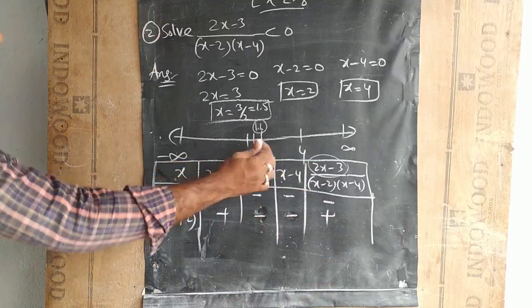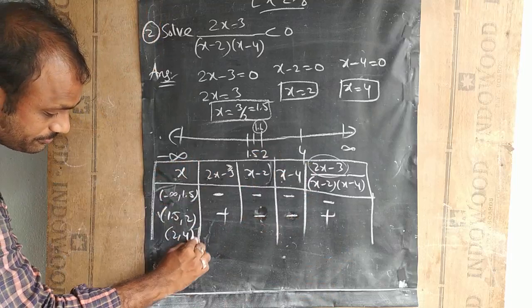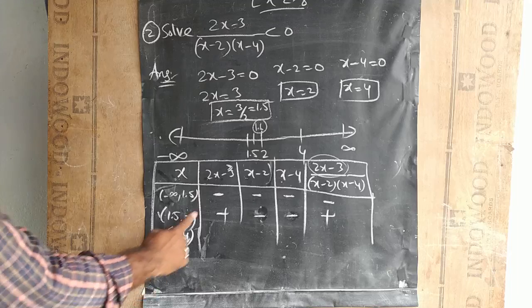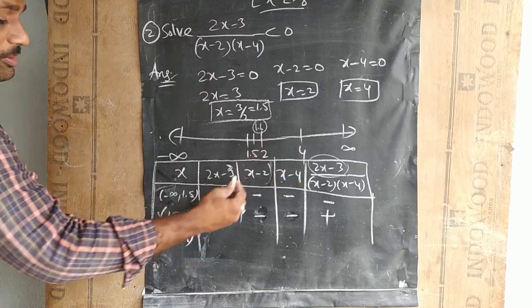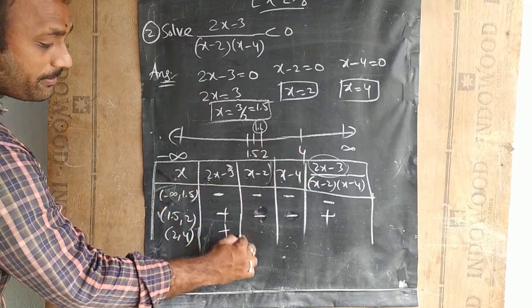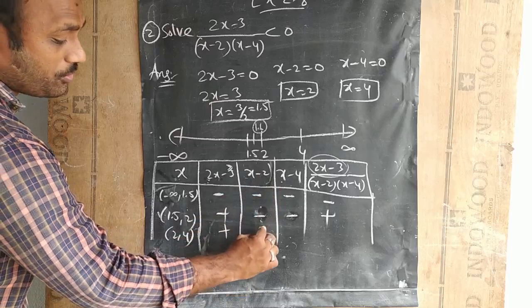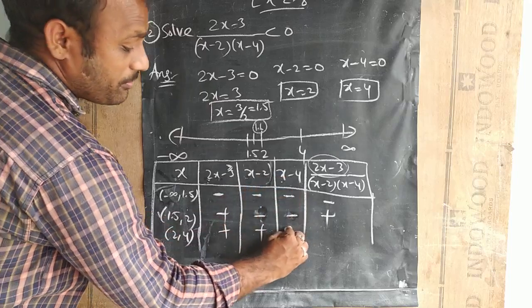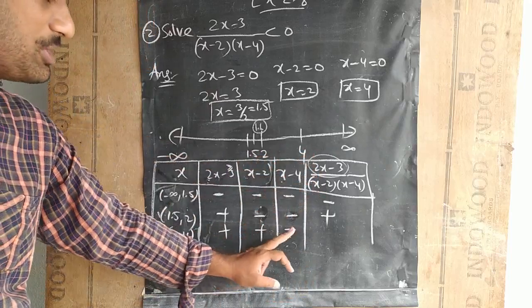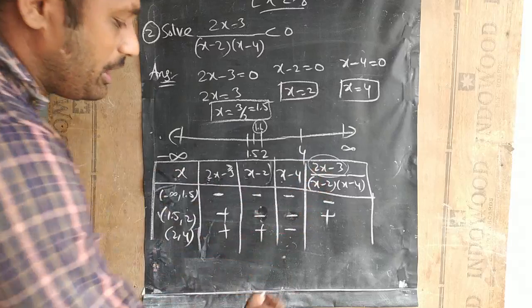So next, 2 comma 4. If I take 2 comma 4, I can take the number as 3. Because 2 threes are 6, minus 3 is 3, a positive number. 3 minus 2 is 1, a positive number. 3 minus 4 is a negative number. So in the numerator we get positive, in the denominator plus into minus gives negative. Positive by negative will be negative.